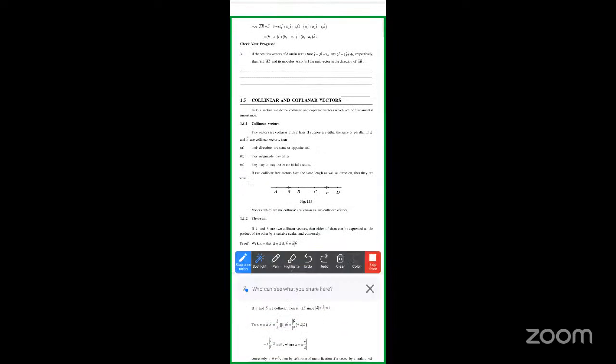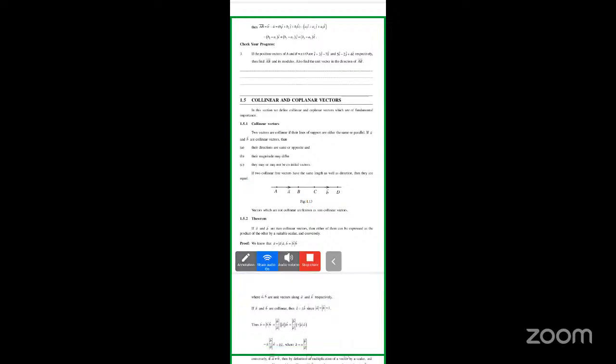They may or may not be co-initial vectors. If two collinear free vectors have the same length as well as the same direction, they are equal. So here we can see that AB and CD are not collinear vectors. So clearly AB and BC, here BC also indicates, therefore these two vectors are not collinear.